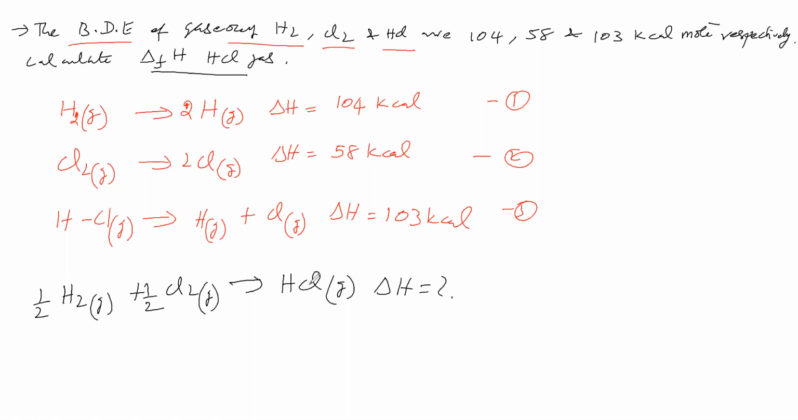Okay, sir. Now how do we find the enthalpy of formation of HCl gas for this required equation? Let us take the first equation as it is and multiply it by 1/2. So we are getting it like this. For this, the delta H value is 104, as given, multiplied by 1/2, so 104 by 2.